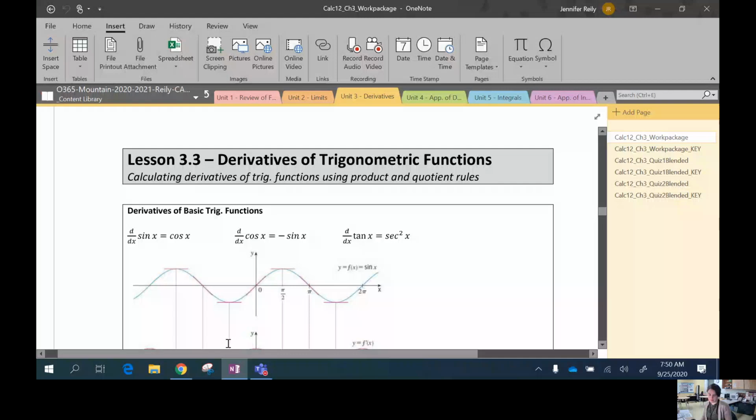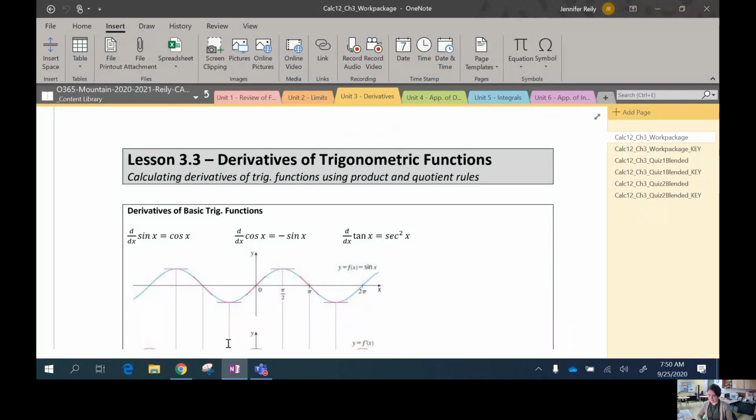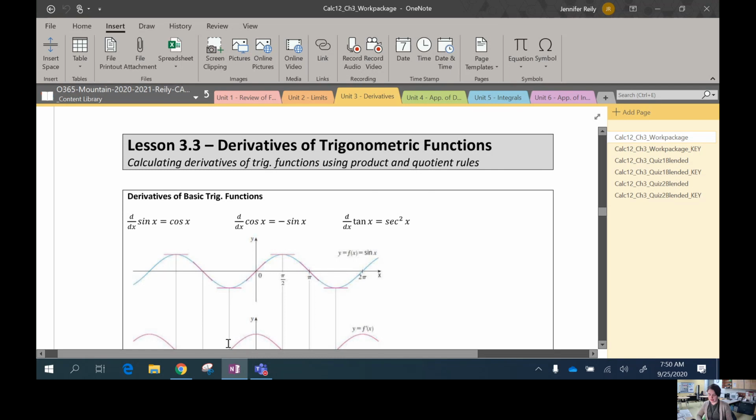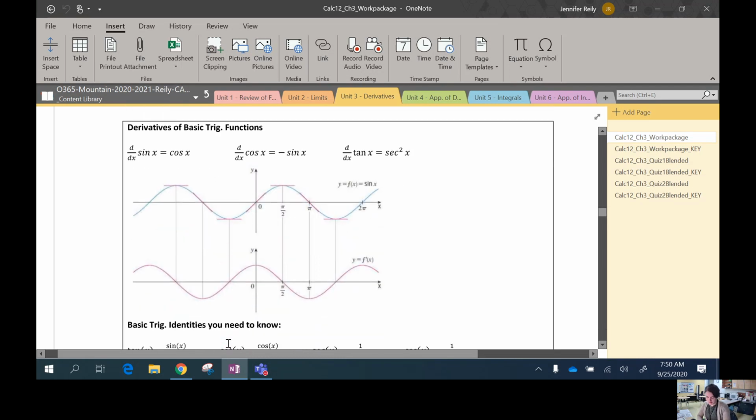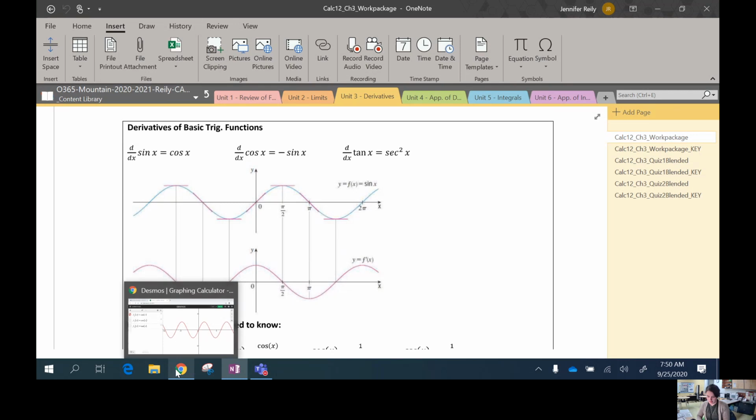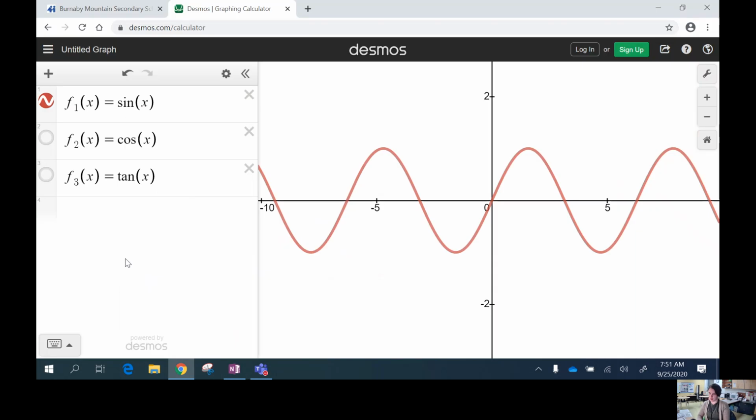This is a video to go over lesson 3.3, which is about the derivatives of trigonometric functions. Okay, so we haven't talked really too much about trig functions yet, so I will just quickly do an introduction to them. Some of you will have seen them in Pre-Calc 12. So sine, cos, and tan are the main three.